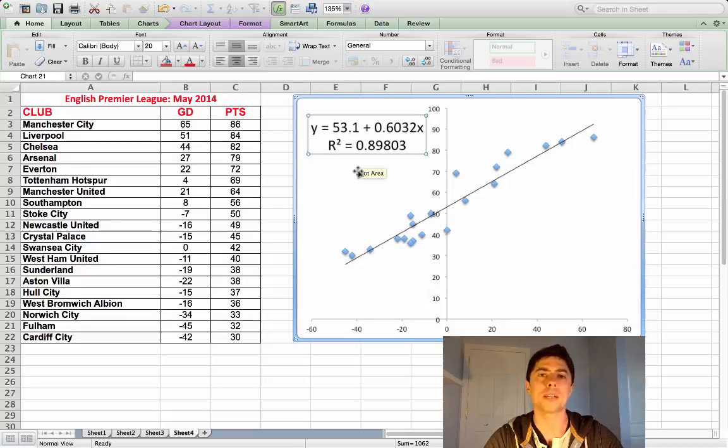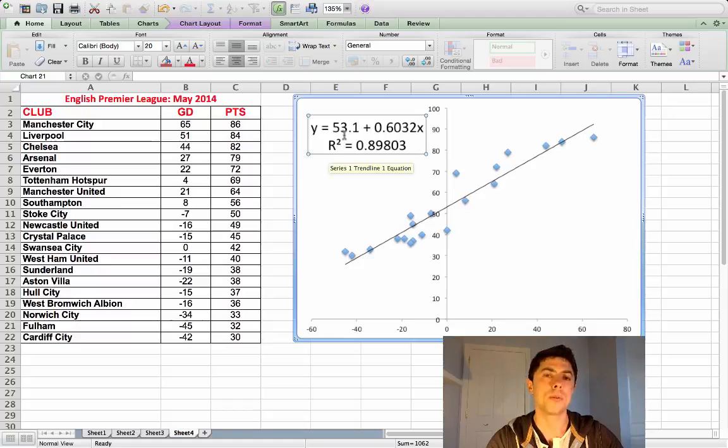In other words, Y on X. The understanding of this equation is that if there was no goal difference, in other words, if the goals scored equals goals against, a team would have approximately 53 points. And we do actually have one team here. We have Swansea City, who has no goal difference, and the points accumulated is 42. The regression analysis has given us a point of 53. So you can see that there's an 11-point difference between the result and the actual outcome for Swansea.